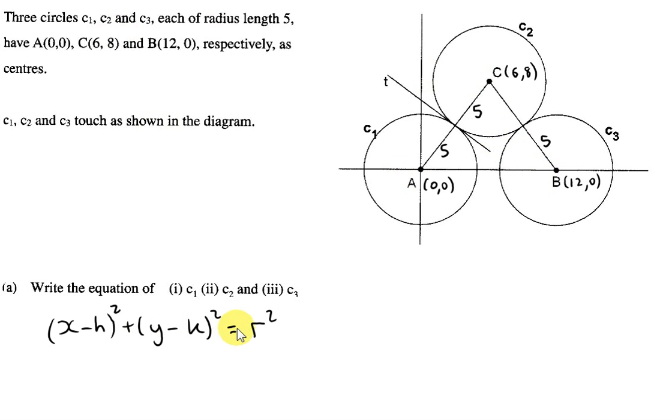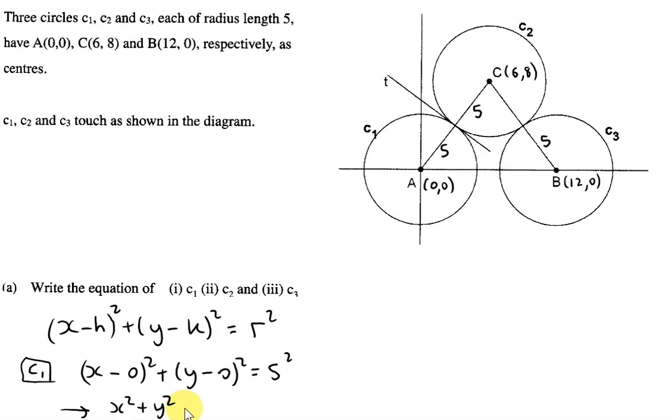So here's the formula for the equation of a circle, so we apply that to each circle. I'll start off at C1. So that's x minus 0 squared plus y minus 0 squared equals 5 squared. So the centre is (0, 0), h is 0, k is 0, r is 5. We can simplify this a little bit. This is just x squared plus y squared equals 25.